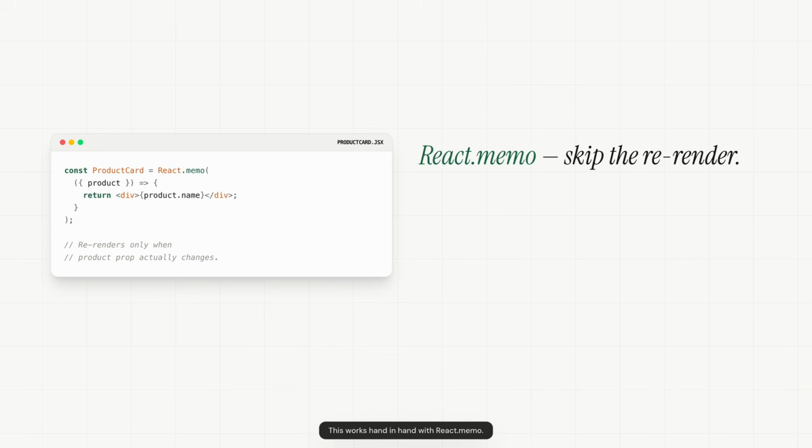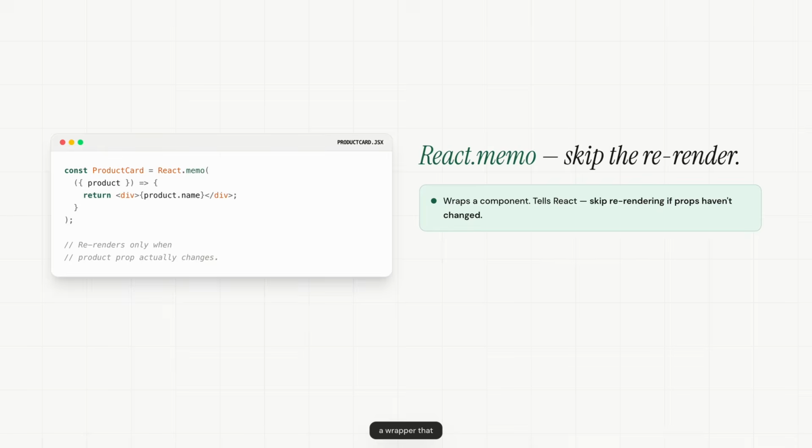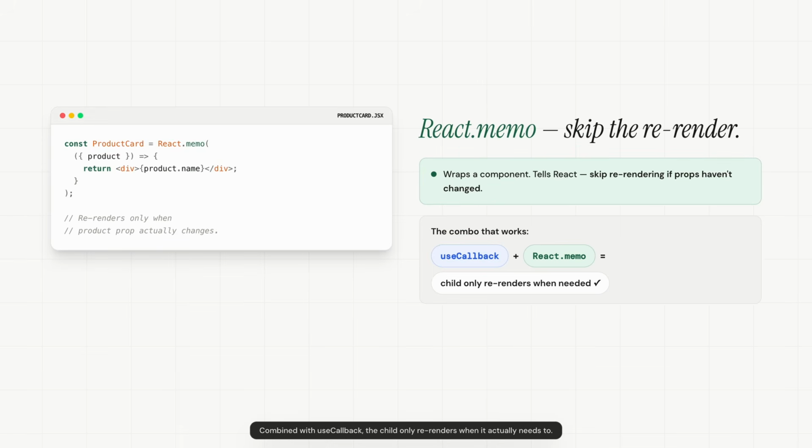This works hand in hand with React.memo, a wrapper that tells React to skip re-rendering a component if its props haven't changed. Combined with useCallback, the child only re-renders when it actually needs to. Stable function reference plus memoized component. A powerful combination for performance-critical trees.